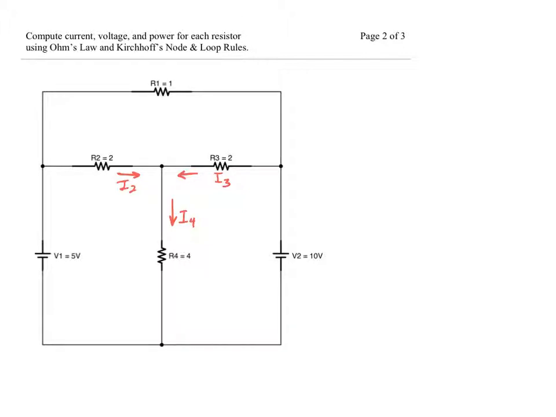Up on the top there, we could do anything. I'll just say I1 is going this way. You might suspect that that's wrong because the battery on the right is a 10-volt battery. The battery on the left is a 5-volt battery.